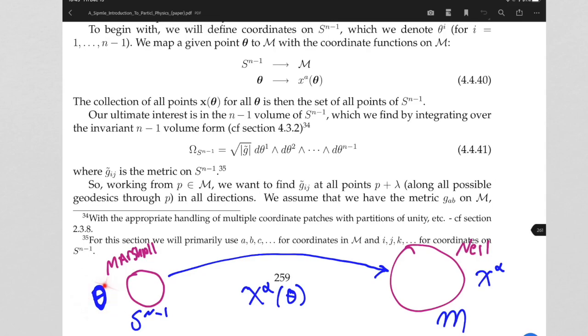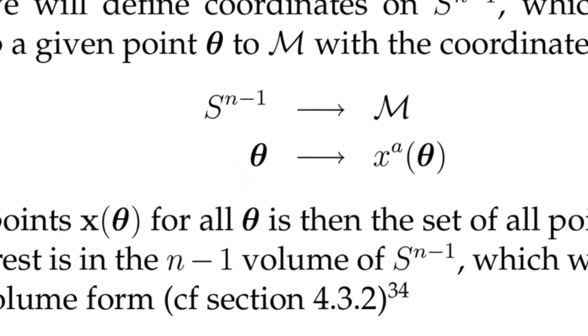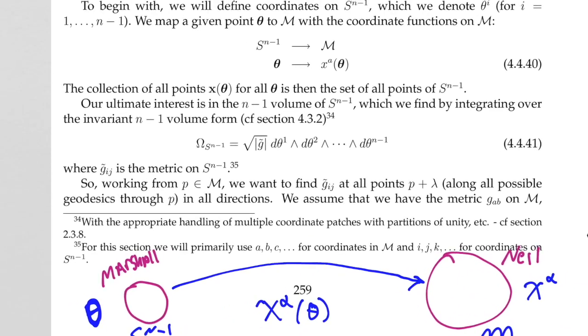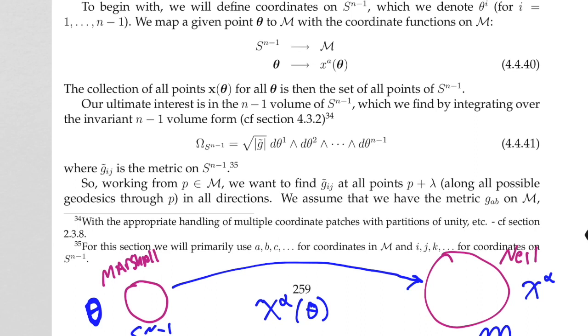The coordinate system on Marshall is theta, which is boldface. This is a boldface theta in this paper, and we'll stick with that. I'm going to try to stick with this paper as best I can. And the function that goes from Marshall to Neil, we called those functions phi before, I think, but in this case, that function is x. So x of theta is the function that has a domain of Marshall and a range of Neil.